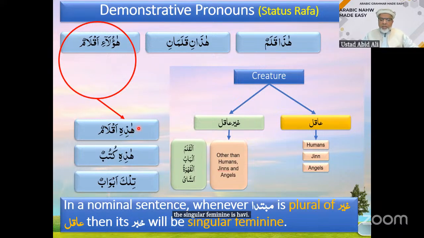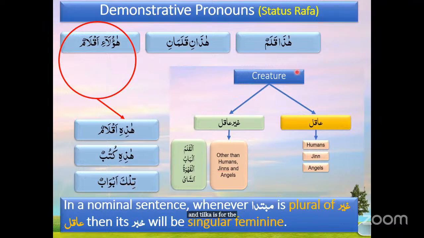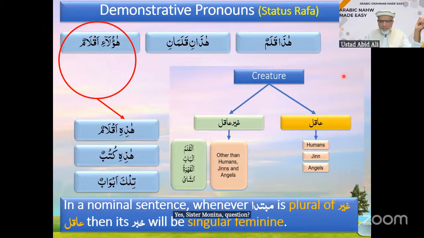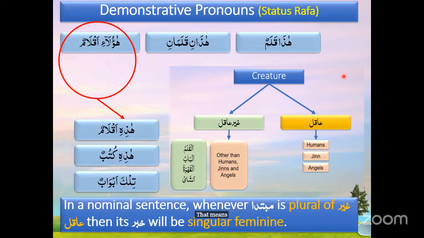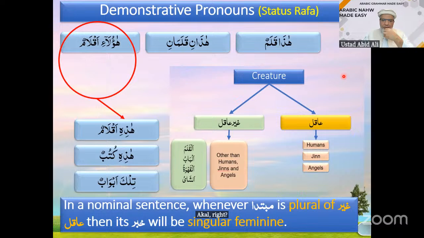Now what is the difference between hazihi and tilka? Hazihi is for the near and tilka is for the far. Yes, Sister Munira, question? That means haulaika is only for aqil, right? Yes. Okay. Jazakallah.